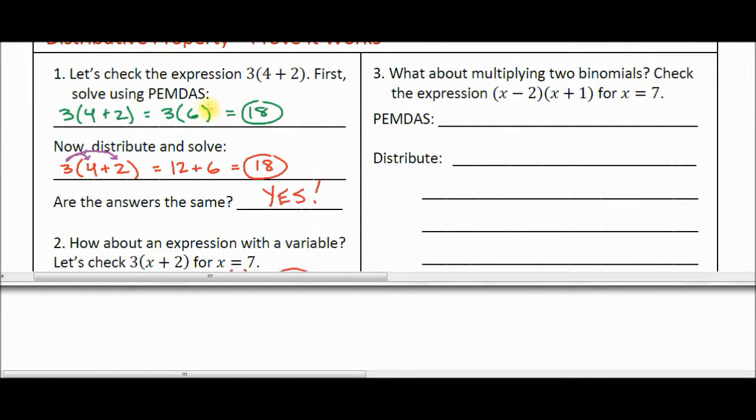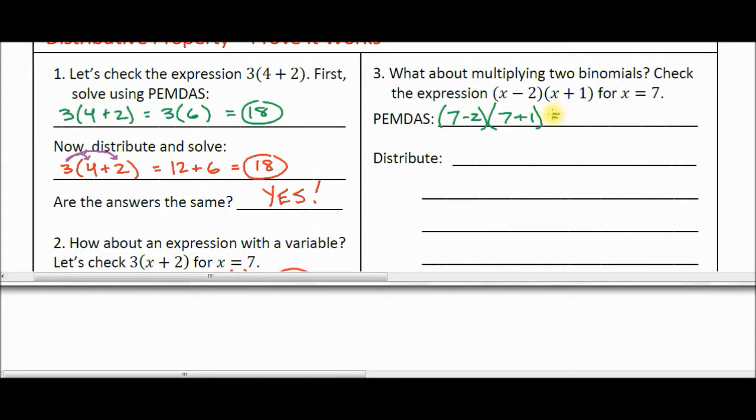Remember how I started with green and changed to red? Oh well, let's do green here. So this is going to be x minus 2. Oops, let's substitute our x value here. We know x is 7. 7 minus 2 times 7 plus 1.